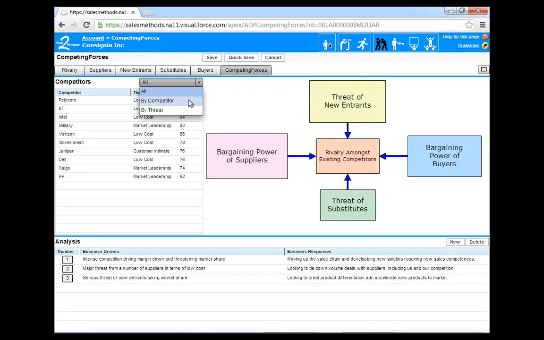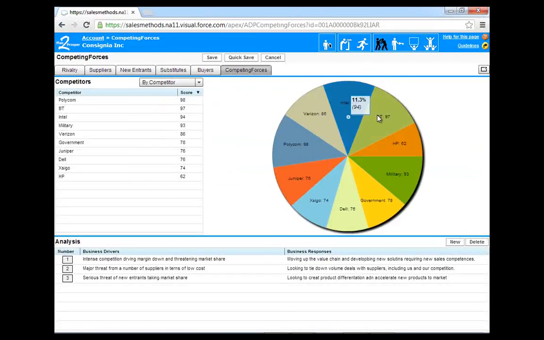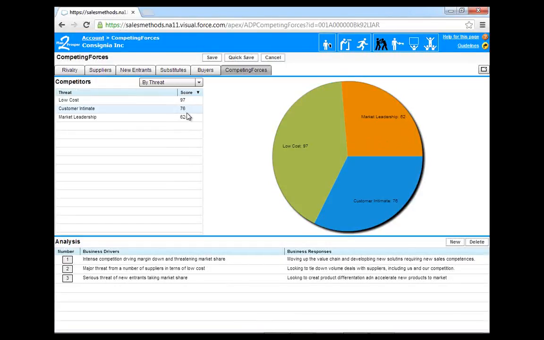Secondly, review the competing forces by competitor and document the effect, driver, that the major competitors have on the account. And thirdly, review the competing forces by threat type and again document the effect the threat type has on the account. You are now in a position to review the evidence and document the likely business drivers the account is facing, and to make a stab at the likely business responses they are making.